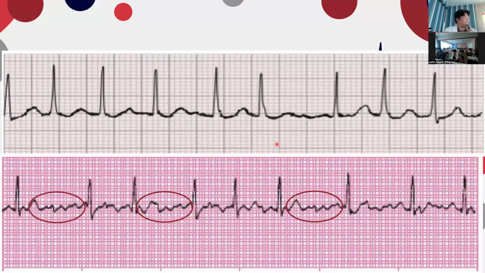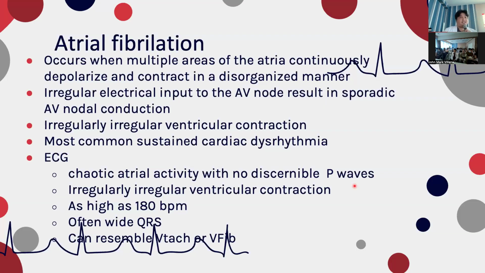So for the next strip, the atrial rate cannot be measured. Ventricular rate is variable. P waves are absent. PR interval cannot be determined, and the QRS complex is normal. So what could be the reading? This is atrial fibrillation.